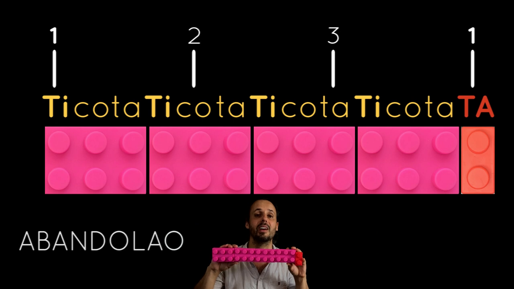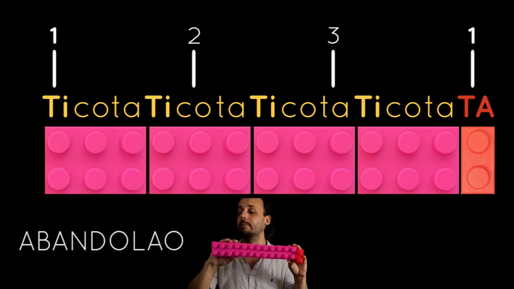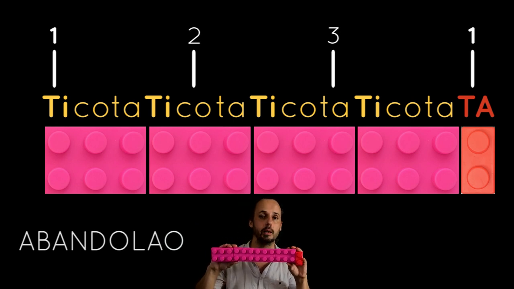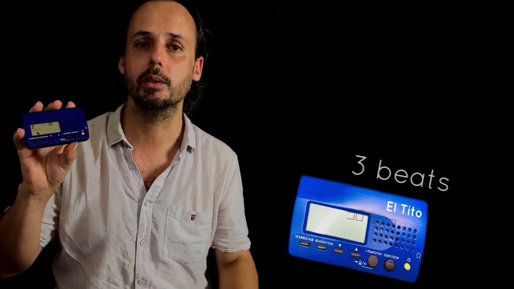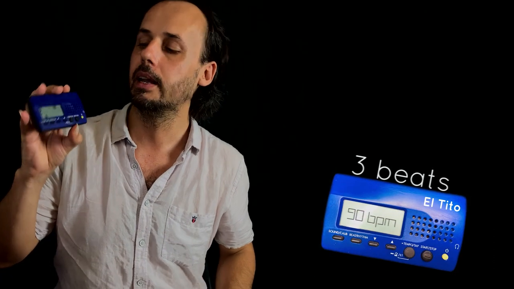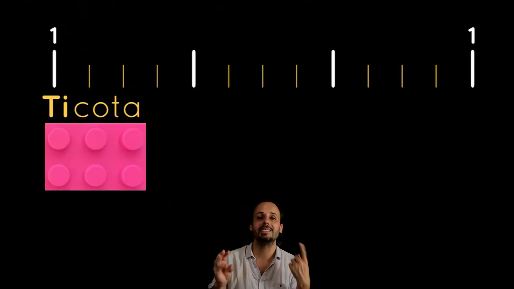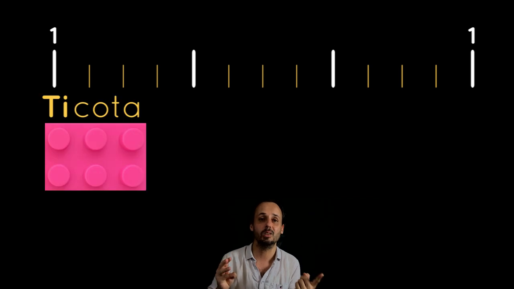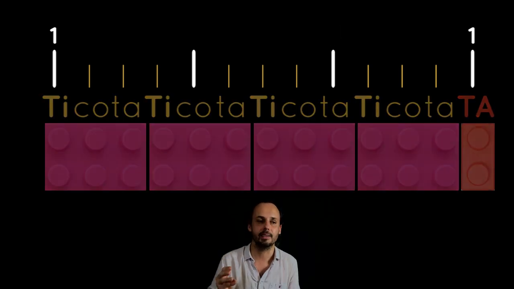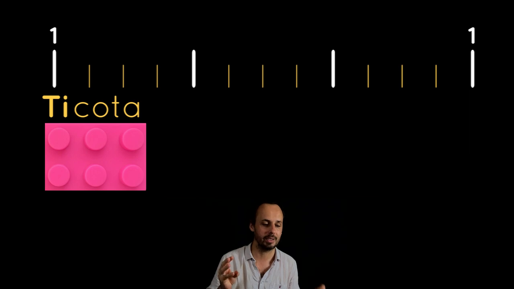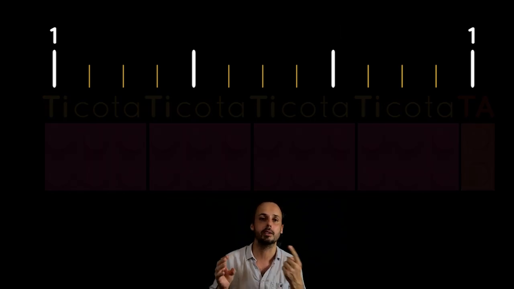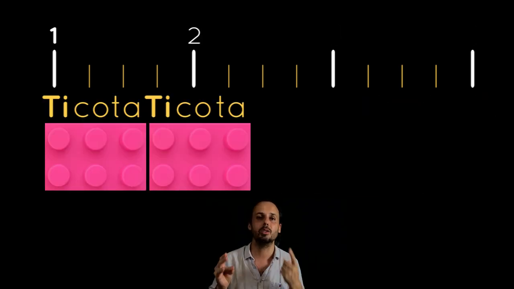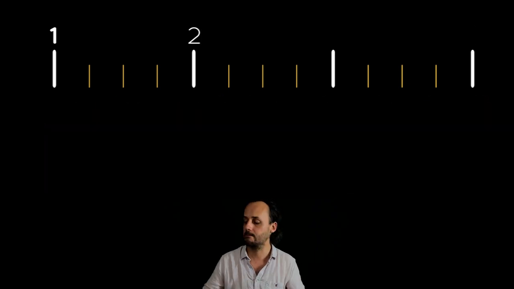Or one compás de fandango abandolado, going from beat one till the next beat one. For this one, we'll use el tito in a three-beat cycle at 90 BPM. One, two, three. Ticota, ticota, ticota, ticota, ta. Phrasing. Ticota, ticota, ticota, ticota, ta. Two, three. Ticota, ticota, ticota, ticota, ta.